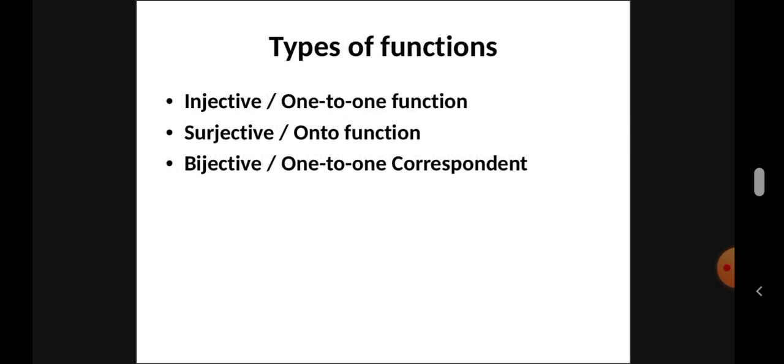Okay, next type of functions. There are mainly 3 types of functions. Injective, or we can say 1-to-1 function. Next one, surjective or onto function. And the last one is bijective, or we can say bijection. This is a 1-to-1 correspondence. Okay, let's see each one with an example.